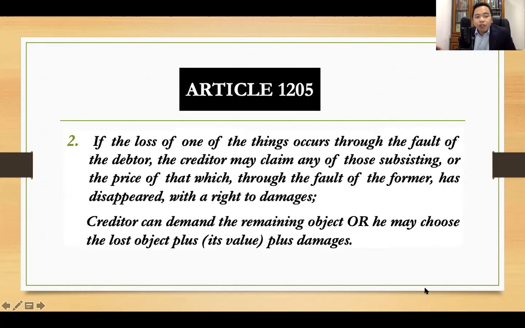Second, if the loss of one of the things occurs through the fault of the debtor, the creditor may claim any one of those subsisting, or the price of that which, through the fault of the former, has disappeared, with a right to damages. The creditor can demand the remaining object, or he may choose the object plus its value or plus damages.